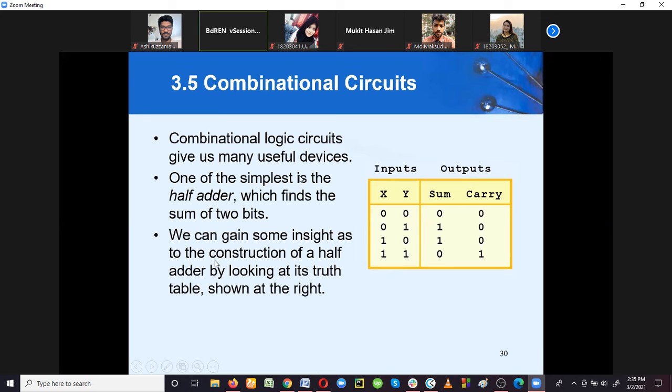One of the simplest is the half adder. So if I ask you, the Viva question is from here, that where we can apply the combinational logic circuit, the answer will be half adder. All of us have already read half adder, full adder, multiplexer, is not it?